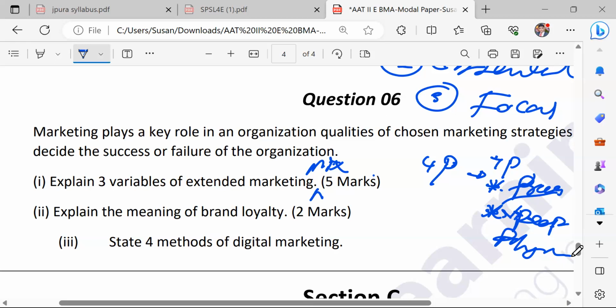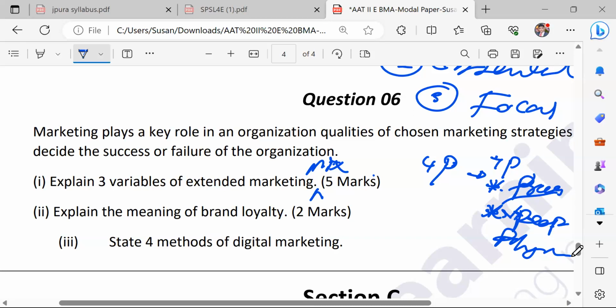And third is, state 4 methods of digital marketing. How can we market a product digitally? That is very difficult to market, right? There are many sources. That is not like a traditional market. There are different methods. What are those? You have to state 4.